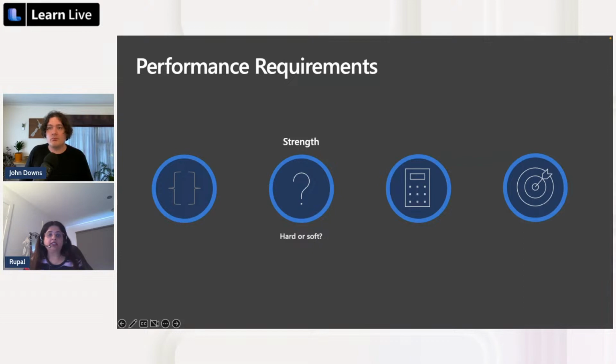We also need to consider the strength of our performance requirements. We might have a hard requirement, which means that we absolutely must meet the requirement or bad consequences might happen. So, for example, going back to the e-commerce example we used before, if we said we had a hard requirement that adding an item to a user's shopping cart must happen within 2 seconds, otherwise, we know from experience that customers are going to drop off.